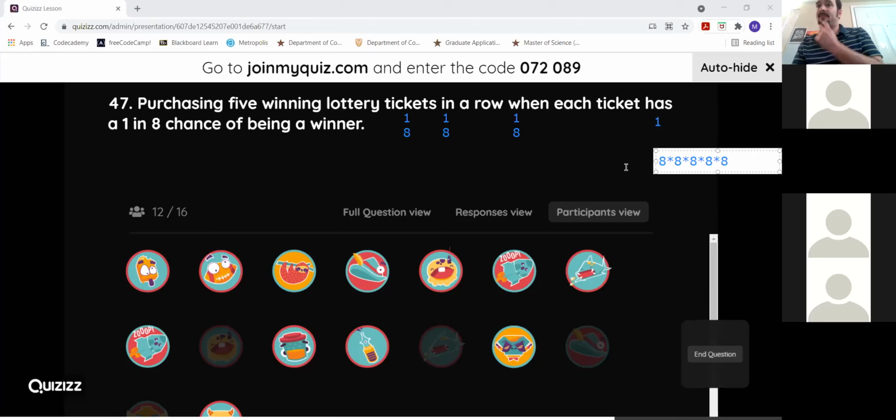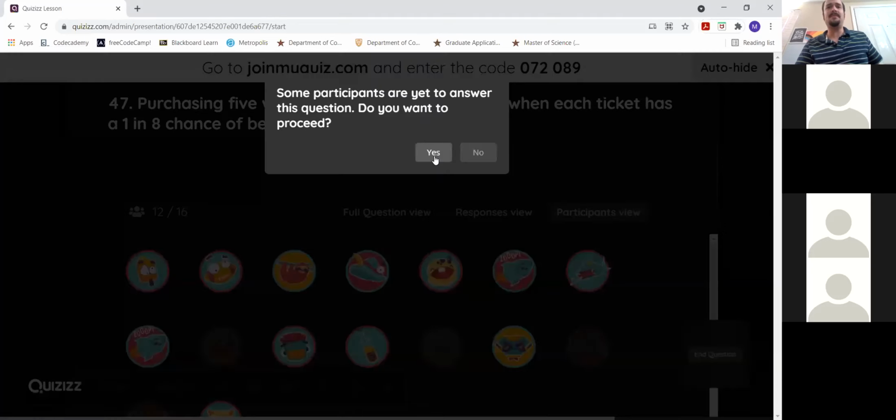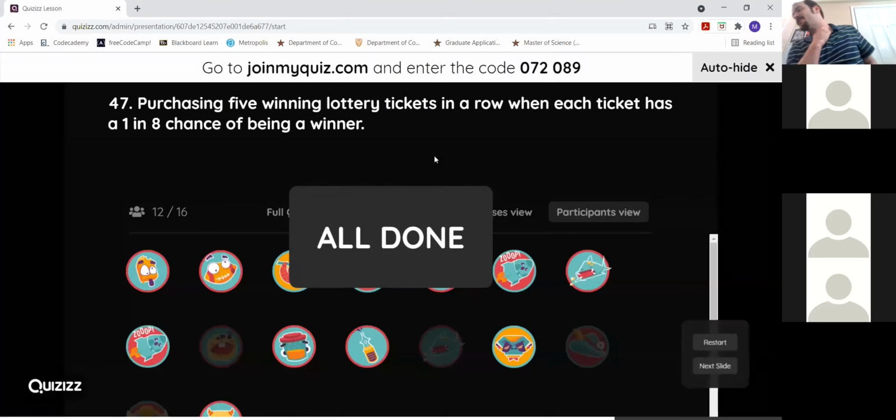Oh, dang. Then I messed up big time. I already know I missed this question. It should be, yep, 8 to the 5th. I messed up. 32,768 is the number, I think. And it should be 1 out of those, right? The top is 1. The bottom is 32,768.